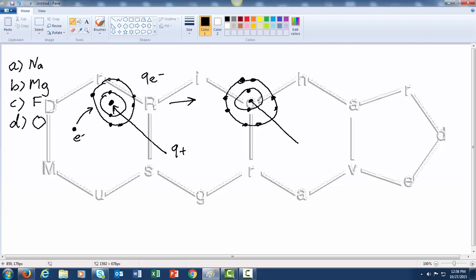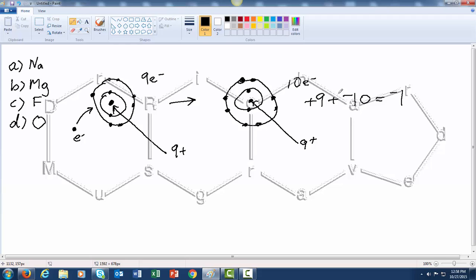We're still going to have 9 protons in the middle, but now we actually have 10 electrons. And if we look at the charge now, it's going to be plus 9 plus negative 10, because electrons are a negative, and that means that the charge is going to be negative 1.